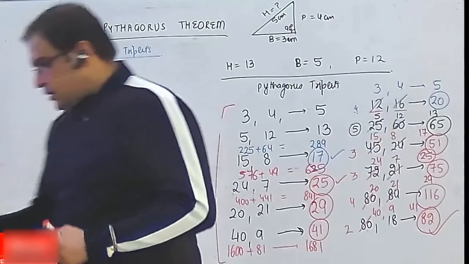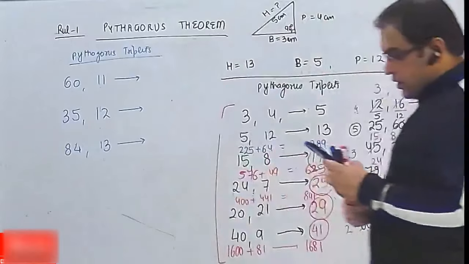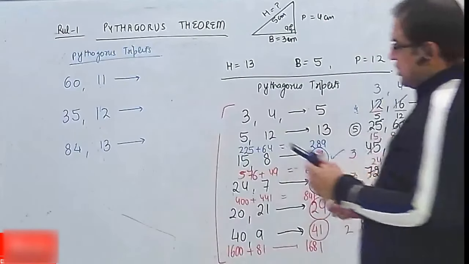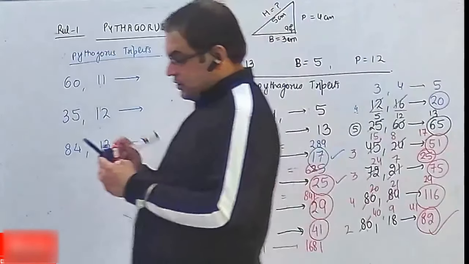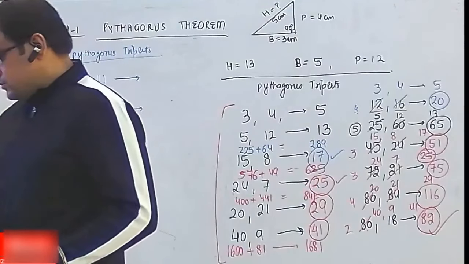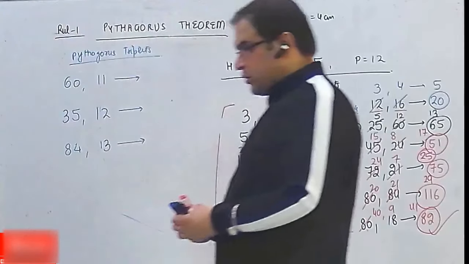Okay, let's see. Kavita, you're right. Jyoti, you're right. Okay, let's find out these three answers also. Let's see what the values are. Then we'll move on. Okay.